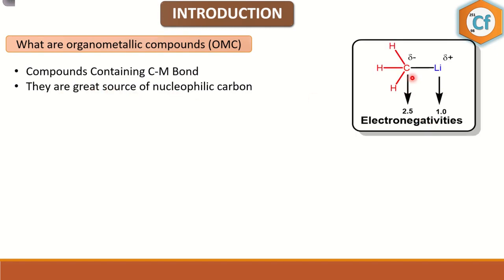Here I have taken an example of alkyl lithium, or methyl lithium. In this case, lithium is an electropositive element. It has very low electronegativity, which is 1.0. On the other hand, we have carbon, whose electronegativity is 2.5. So in this case, we know the carbon is more electronegative than lithium. So lithium will donate its electron to the carbon, making this carbon a nucleophilic center.